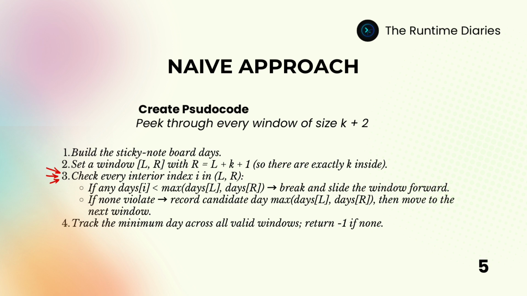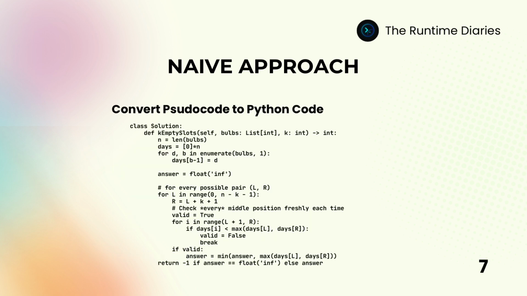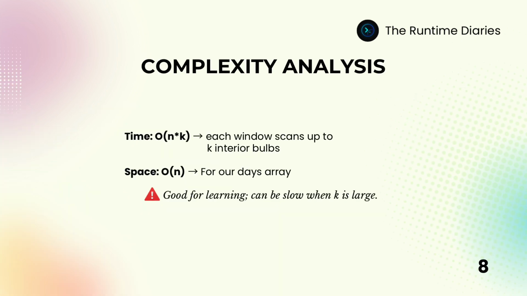That's a valid day. So we keep track of the earliest such day using max of days of L and days of R. But here's the downside. For every possible left position, we might check up to K houses inside. If K is large, this quickly turns into O of N times K time. It works, but it's slow, especially when N can be in the thousands.